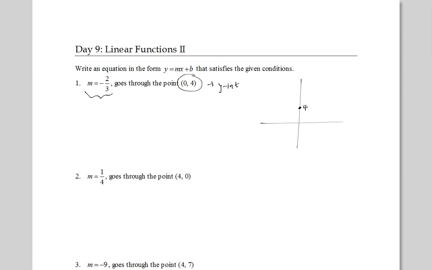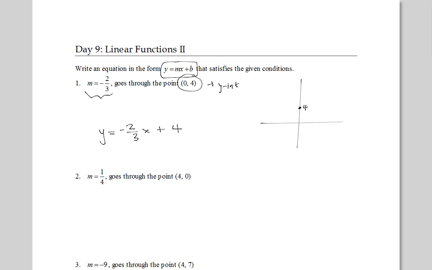So look for some hidden y-intercepts. When they're written as ordered pairs, if the x is 0, that should be jumping out at you, that's a y-intercept. So that one's really nice because if you're just going to have a slope and a y-intercept, it's so easy to build that one. Minus 2/3 x plus a 4.